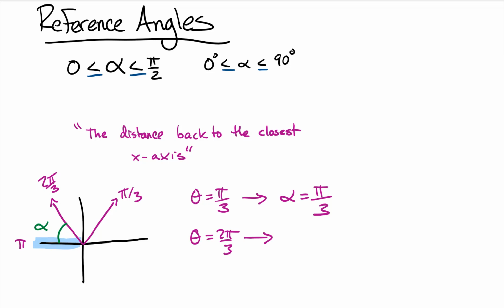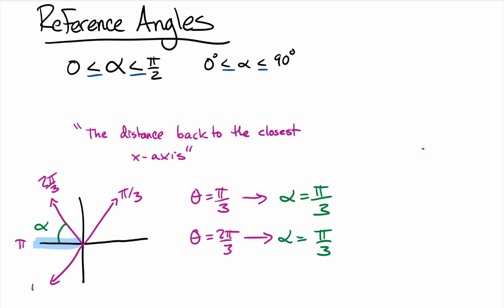So we started with an angle of 2 pi over 3. And we want to know, let me change my colors, put it in the green, stay consistent. Well, how far away is it from 2 pi over 3 to 3 pi over 3? How far away is that? It's pi over 3. Okay. Let's do another one.